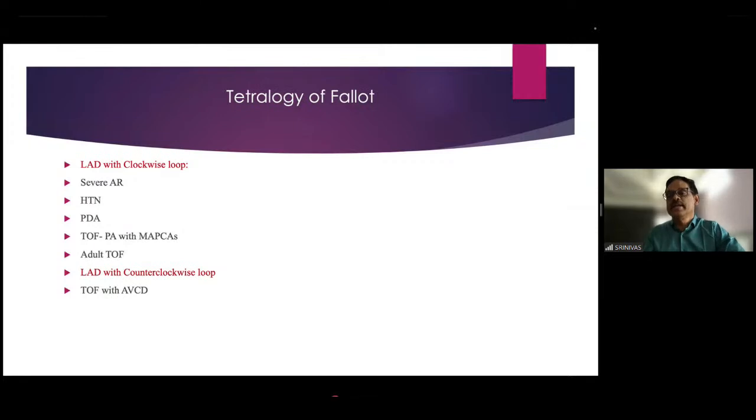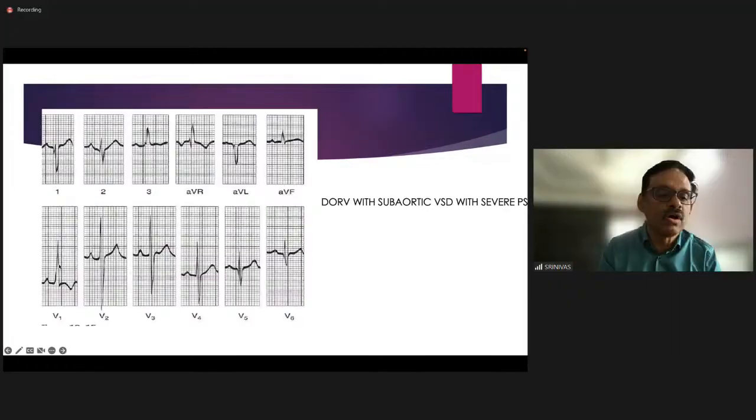Now, there are some variations upon these classical ECG findings even in TOF, where you can get left axis deviation with clockwise loop in TOF, and left axis deviation with counterclockwise loop in TOF. Now, there are some causes for left axis deviation with the loop being retained in the clockwise pattern. They are in a patient with TOF with severe AR, where LV forces have developed well, LVH has developed, and hypertension. When there is a large PDA with LV volume overload, or TOF with pulmonary atresia with large MAPCAs causing LV volume overload. RV with strain pattern, RVH with strain pattern.